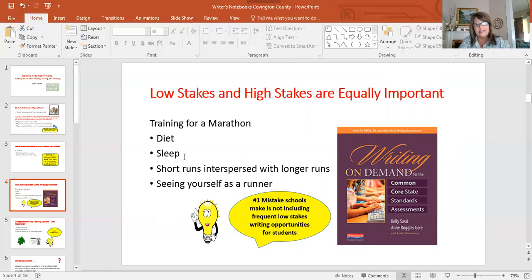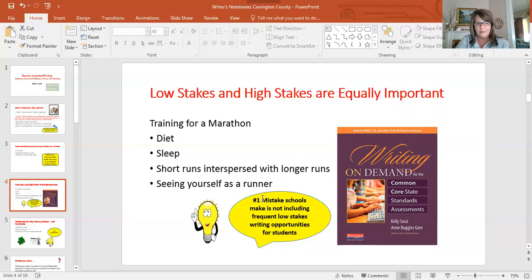So there's diet and sleep. And from what I understand, marathon runners in training do a lot of short runs and longer runs. So these short runs are important as well. So that's the type of routine writing in notebooks that we're talking about. Those little short runs, so to speak, are really important for our students to be able to work up to longer writing and also writing on demand. The other thing that a marathon runner has to do is see herself as a runner. And so writing in notebooks helps our kids see themselves as writers.